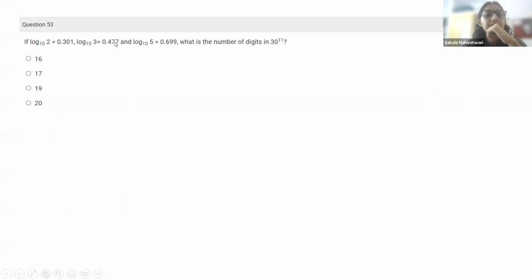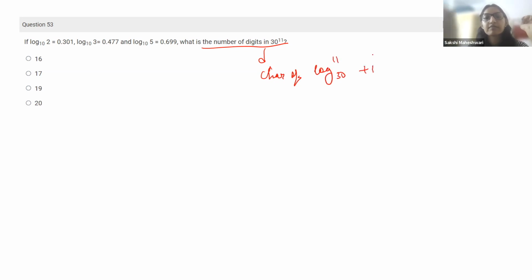Now this question. See, number of digits. If you know the basics of logarithms, you know that number of digits is equal to the characteristic of log of this value plus 1. How many of you know this? How many of you have studied logarithms basics? Yes, you know. Okay, then it's fine.